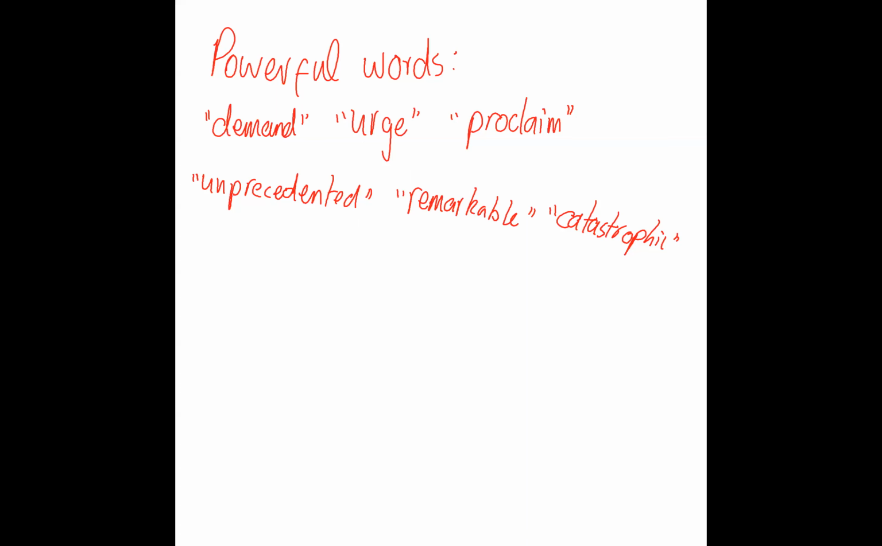Remarkable is just another way of saying very, very good. That's remarkable. And catastrophic is a way of saying this is just so bad, it's horrible. Sound the alarms, let everybody know this is an emergency. Like really, really bad, a really serious thing that's happening.